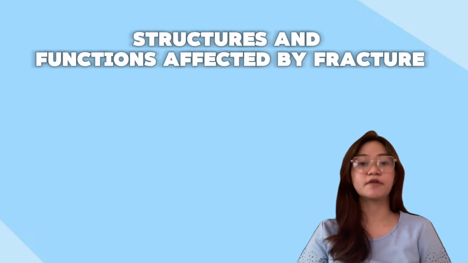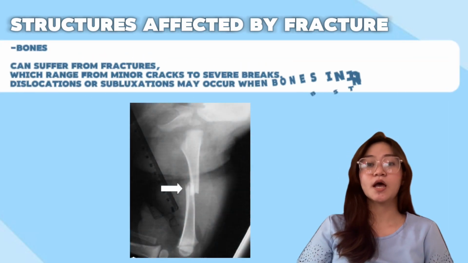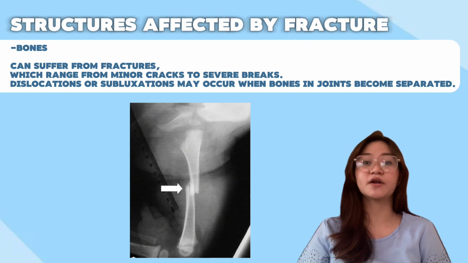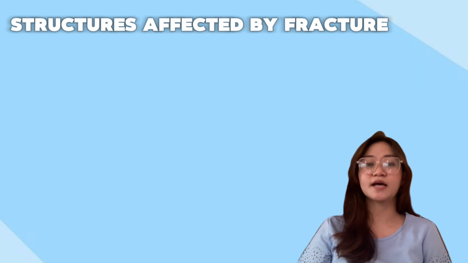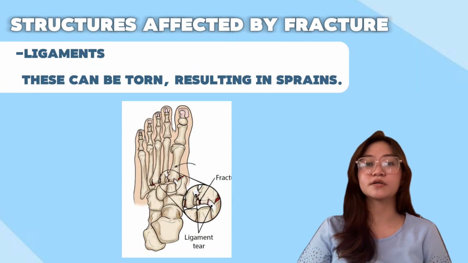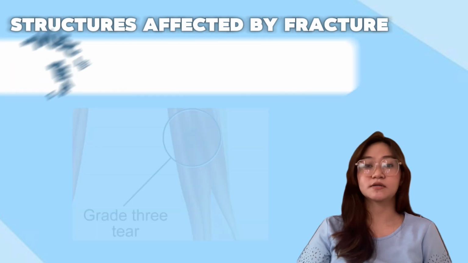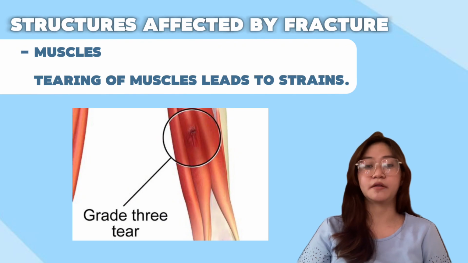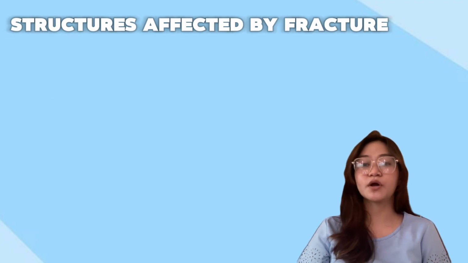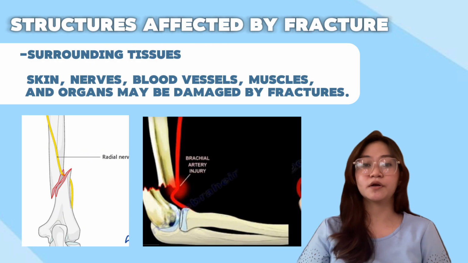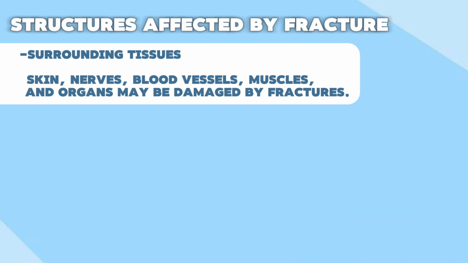Next is the structures and function affected. As for the structures affected, bones can suffer from fractures which range from minor cracks to severe breaks. Dislocation or subluxation may occur when bones in joints become separated. Next is the ligaments. These can be torn, resulting in sprain. Muscle. Tearing of muscle leads to strain. Tendons can be torn, causing ruptures. Surrounding tissues such as skin, nerves, blood vessels, muscle, and organs may be damaged by fractures.